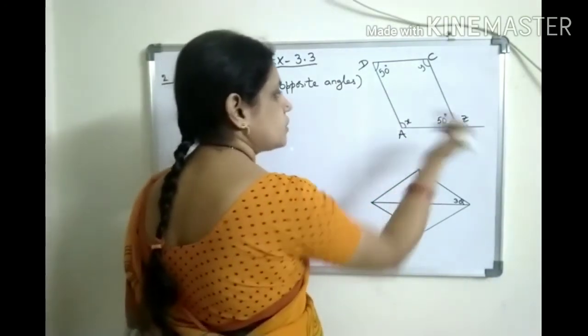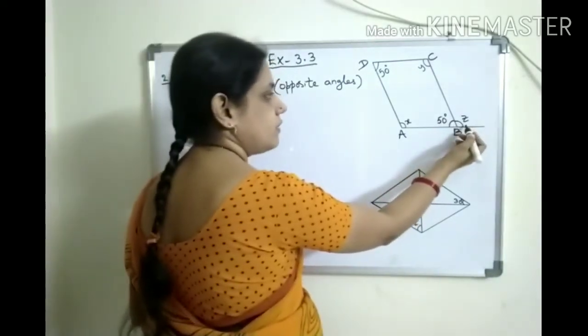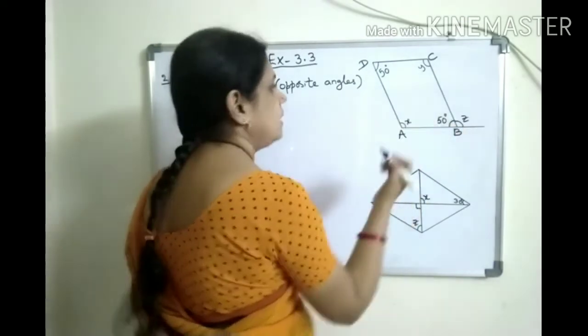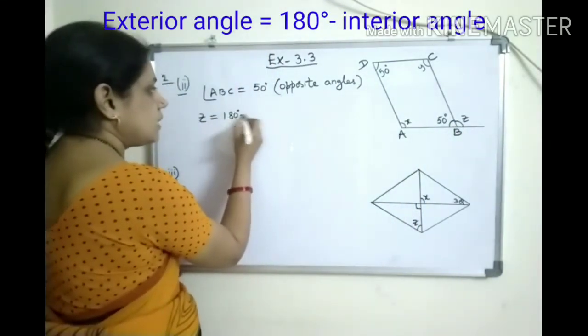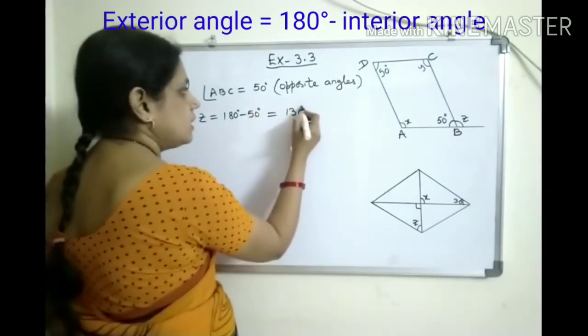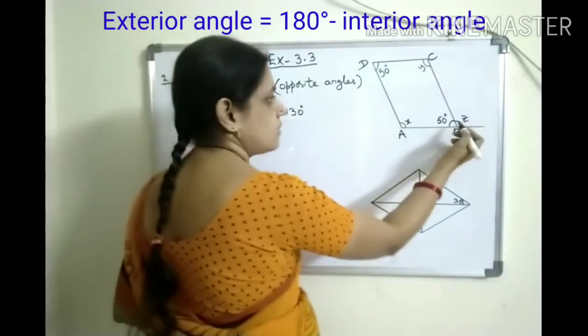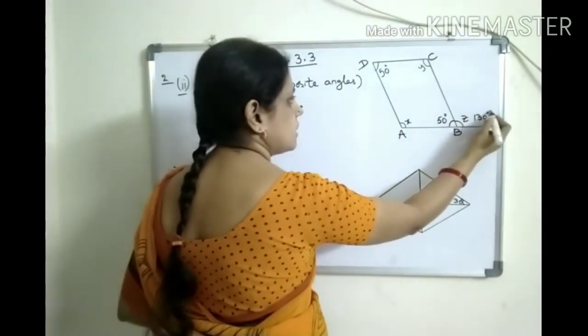So now what should be Z? So here, the exterior angle, how can we find out? 180 minus interior angle. So Z equal to 180 minus 50, that is 130 degrees. Z is 180 minus 50, this is 130. Okay, so just here I am writing.